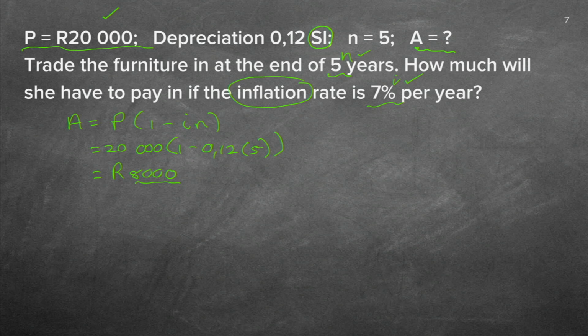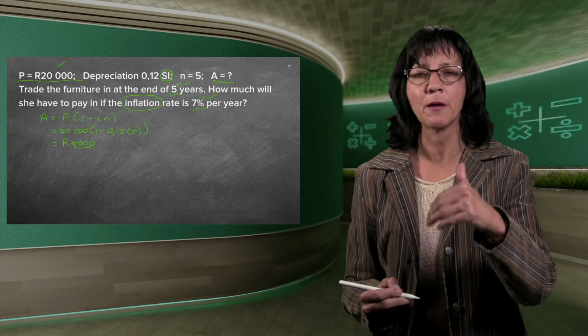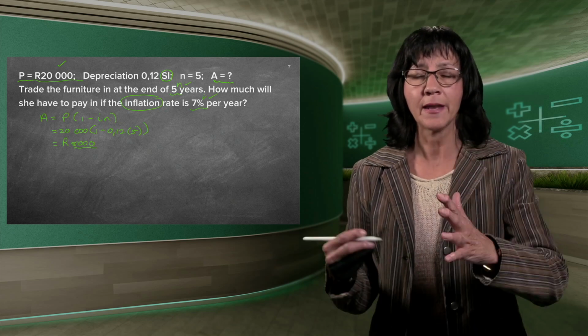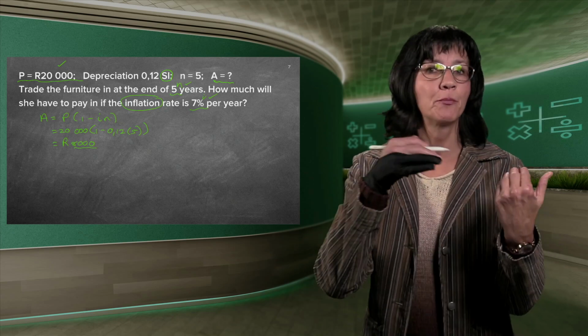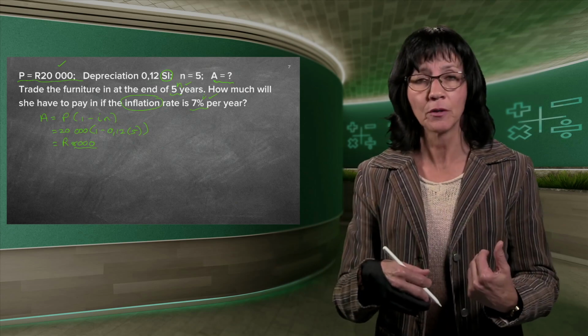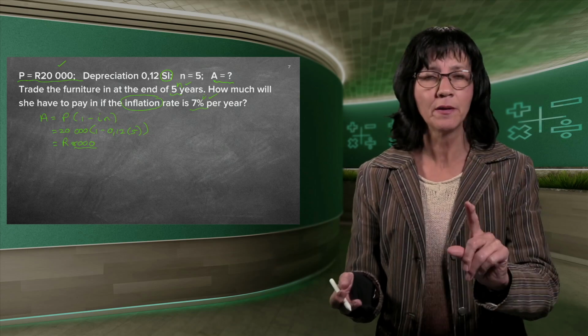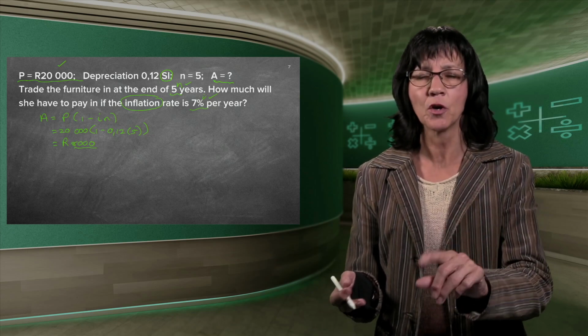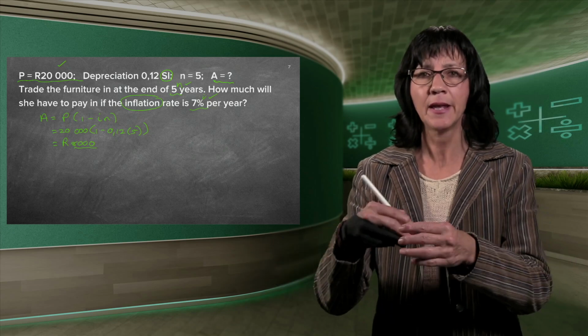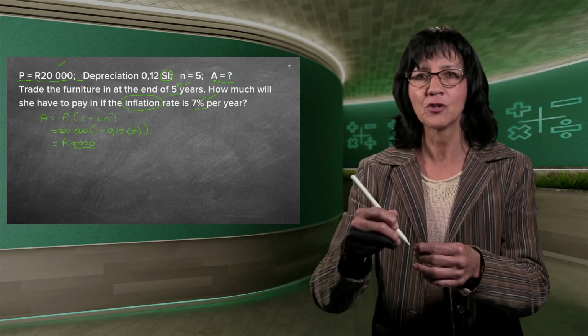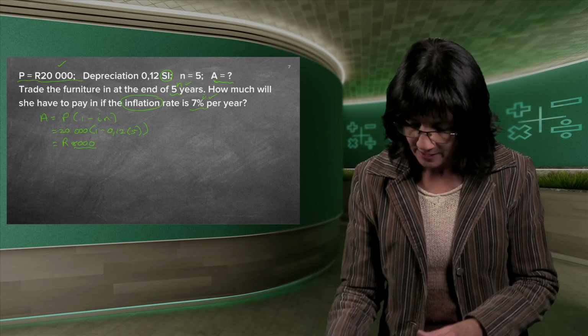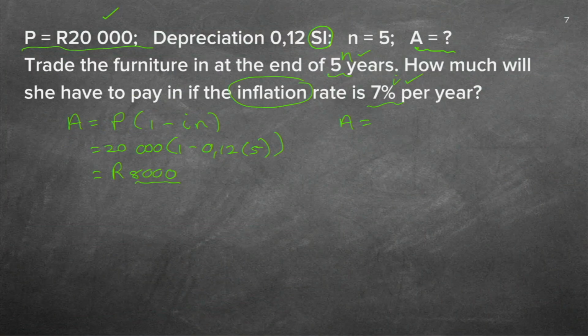How much will she have to pay if the inflation rate is 7%? What is inflation rate again? It's that percentage that we don't like at all because next year we're going to pay more and more and more. And every year we pay more on the previous year's value. So we need to do a compound formula because it's not just one interest that you work out and it's the same for all the years. Every new year you work out interest on the previous year's balance. So we need the compound formula.